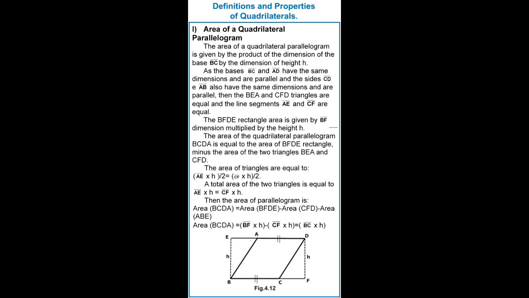The dimension of the straight line segment BF minus the dimension of the straight line segment CF is equal to the dimension of the straight line segment BC, which is the base of the parallelogram. Thus, the area of the parallelogram is given by the dimension of the straight line segment BC of the parallelogram multiplied by the dimension of the straight line segment of height h.